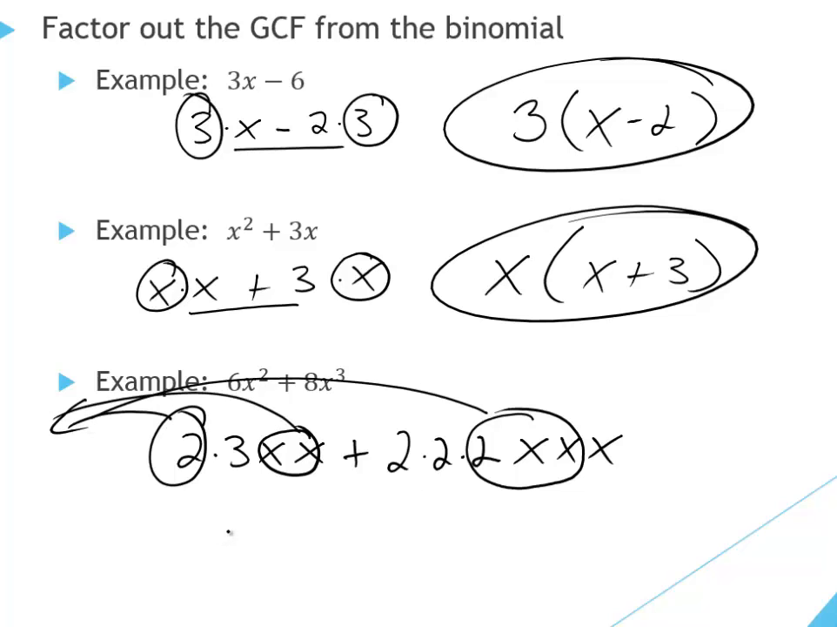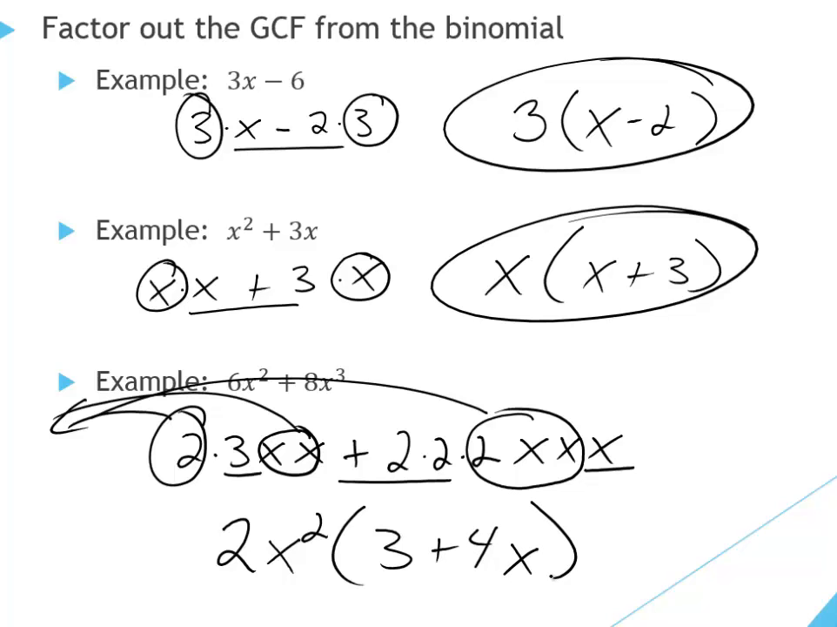So on the outside, you're going to have 2 times 2x squared, because x times x is x squared, so 2x squared on the outside. On the inside, you're going to have a 3 plus 2 times 2, which is 4, and then a single x. So 2x squared times 3 plus 4x is your new factored binomial.